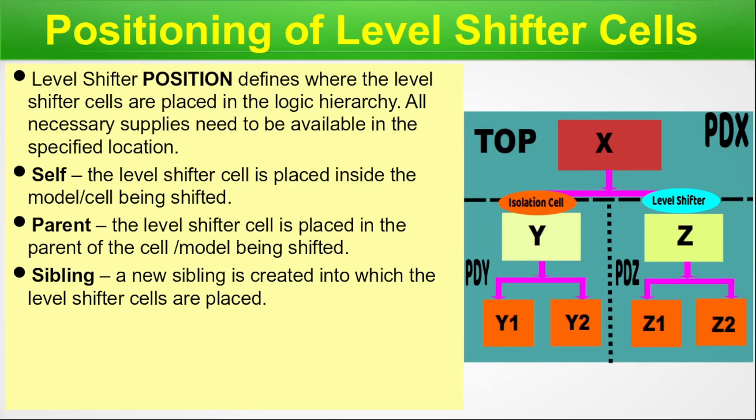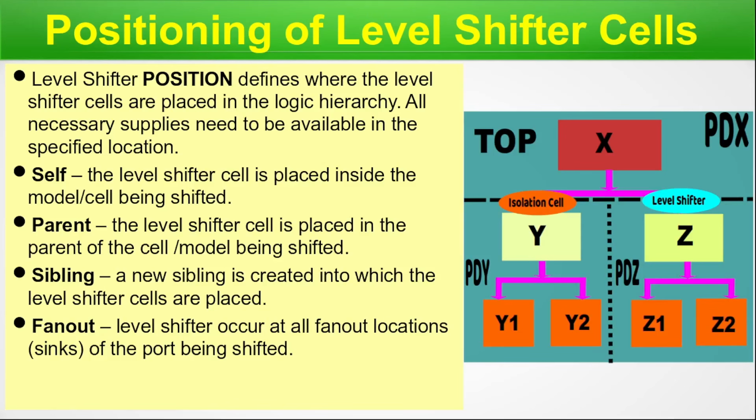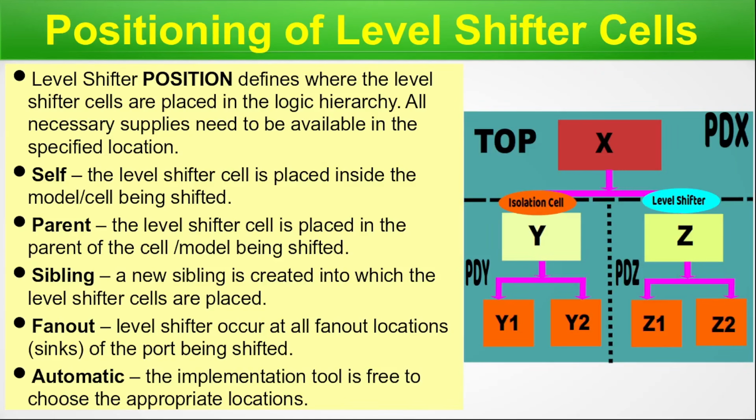Design architecture has to be like that. Level shifter cells either have to be placed in the parent or sibling cells in this kind of manner, as per the voltage designs and internal circuits. And these things may vary from one PDK to another PDK. Fan out: level shifters occur at all fan out locations of the ports being shifted. Automatic: the implementation tool is free to choose the appropriate location.